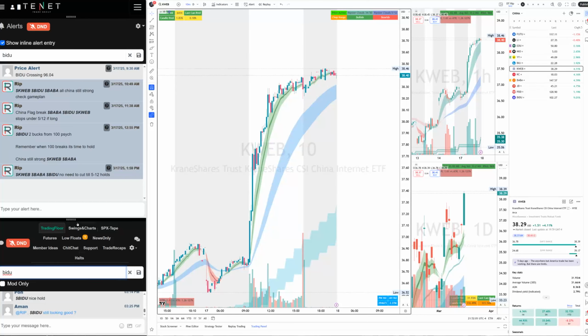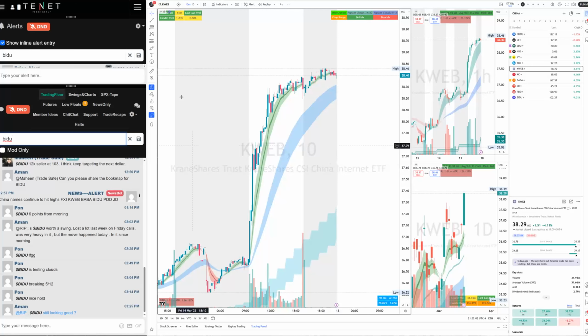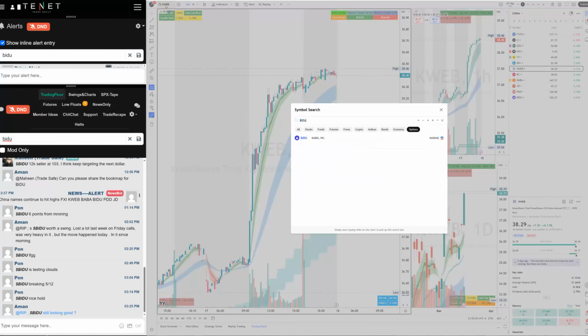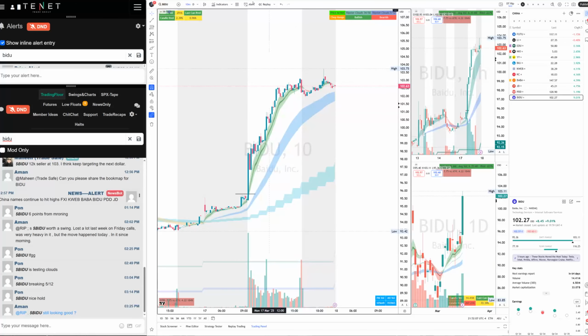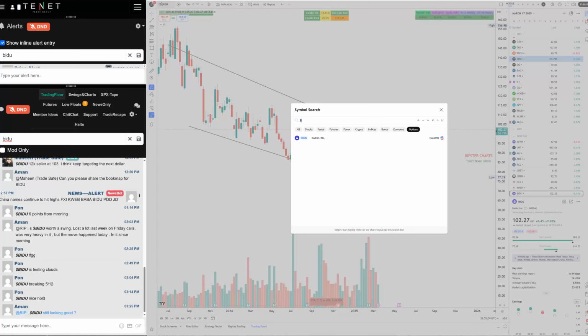A lot of traders did not expect it to go higher, but when names like BIDU are breaking 100, they're going to go higher, right? 100 is a big psychological level.